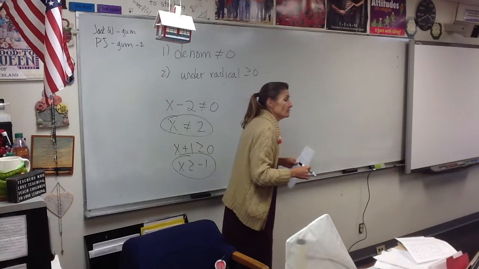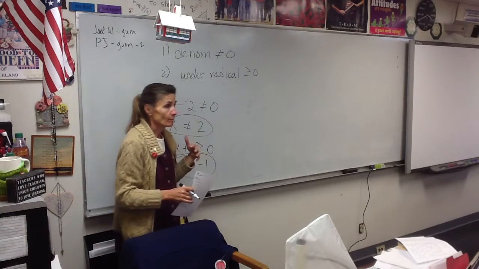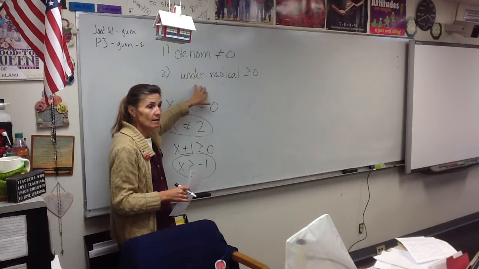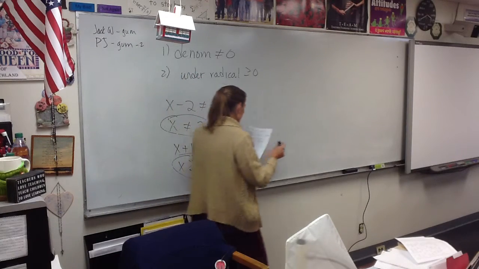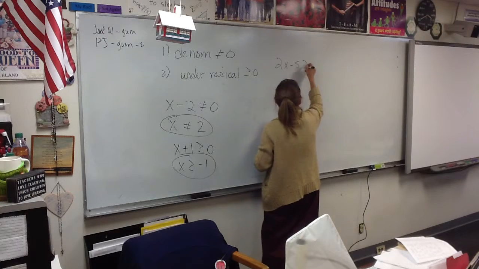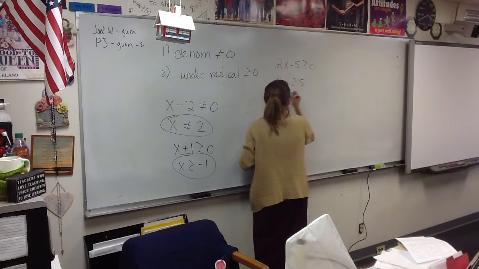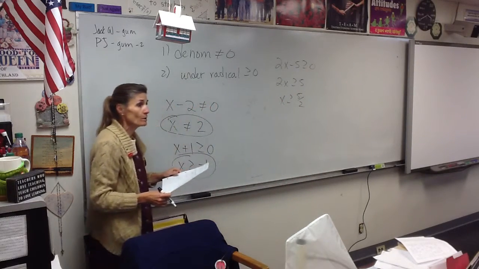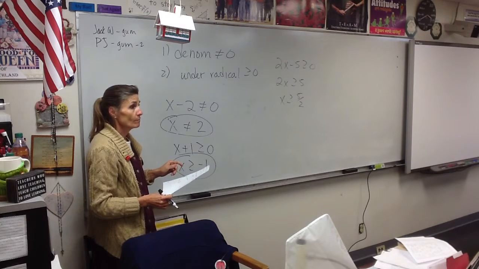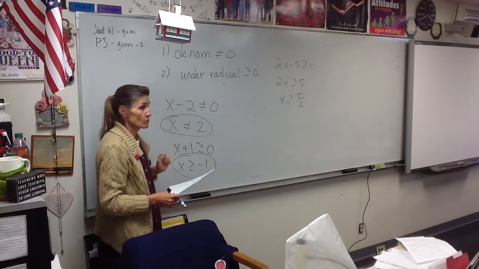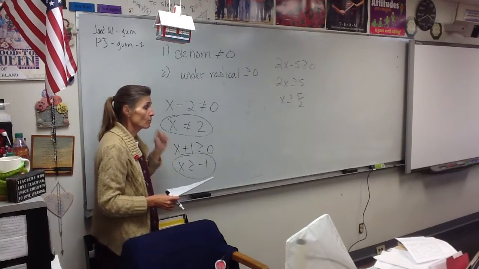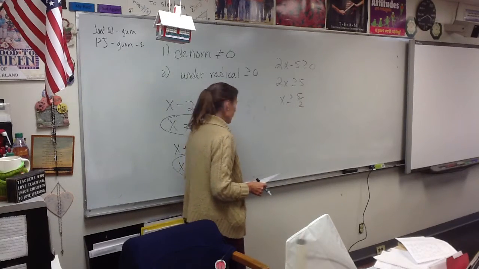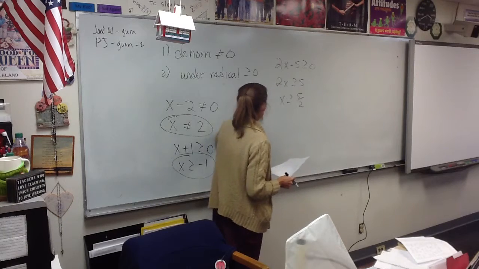Look at C. In C, is there a fraction? No. So I don't need to worry about rule number 1. Is there a radical though? Yes. So I need to worry about 2x minus 5 has to be bigger than or equal to 0, which means x has to be bigger than or equal to 5/2. So for B, since there was neither, you just said anything? All real numbers. The domain is all real numbers for B. For C, the domain is x is greater than or equal to 5/2. Okay?